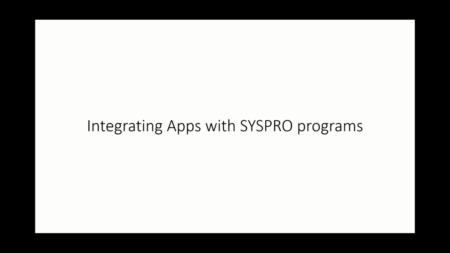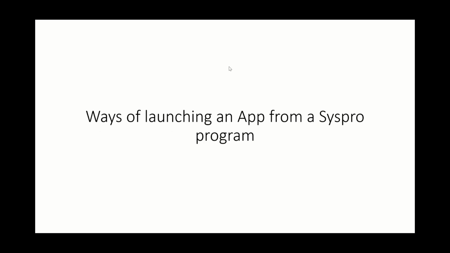So this lends itself to being able to launch an app from within another SYSPRO program, pass it maybe a sales order number or a customer number or a stock code, and do something, and then return back to the SYSPRO program. So the first element of this is to discuss different ways of launching an app from a SYSPRO program. All of this is standard.